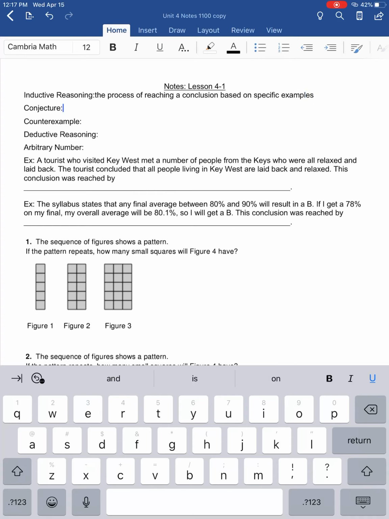A conjecture is an educated guess based on available evidence.